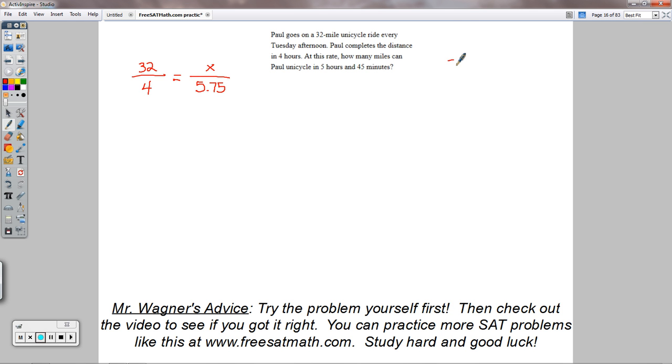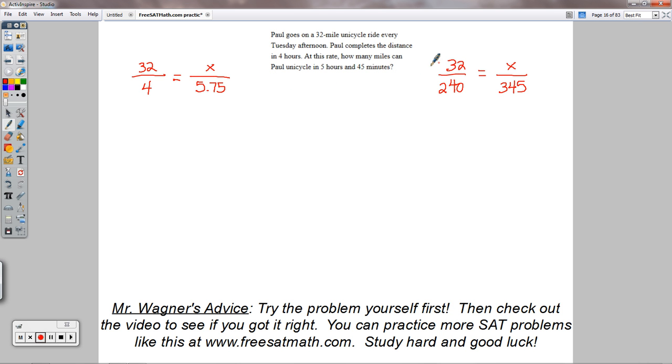Another way you could approach this problem is to write your time in minutes instead. So 4 hours would be 240 minutes. That's just 4 times 60. And then 5 hours would be 300 minutes, and add that to 45. And you would have still x miles over 345 minutes there instead.